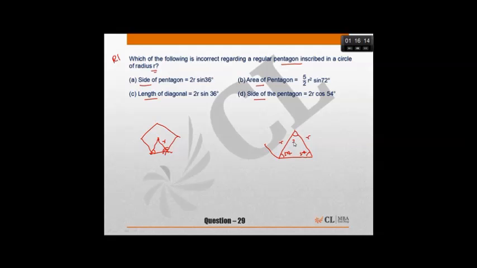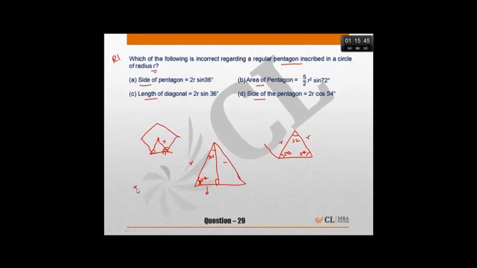108, this is 72 degrees. Okay, so side of the pentagon. Let's look. Effectively, if I now draw this, this should be 36, this is 90, this is 54, and this is R. So if I take theta to be 54, then one side will be R sine 54, and one will be R cos 54.